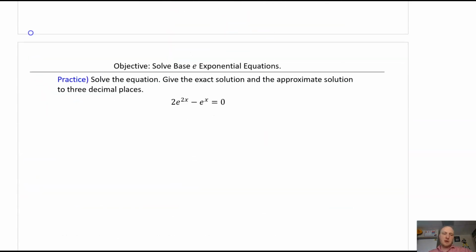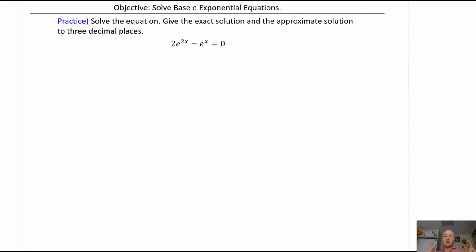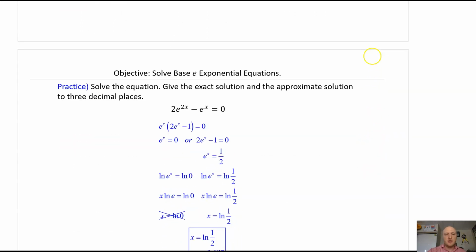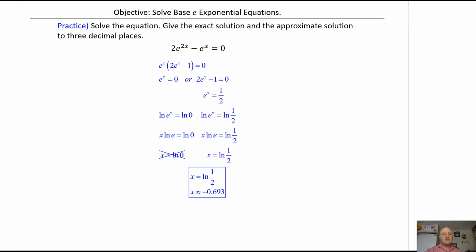All right, last practice problem for you. Please pause the video, give this one a go, check your work. Can you do it on your own? All right, hopefully you tried this one. Again, if you factored correctly, you should end up with this equation: e to the x times 2 e to the x minus 1. So if you go ahead and solve, your first solution is natural log of 0. There's a domain issue there, so we throw out that solution. And then the second solution yields natural log of 1/2.